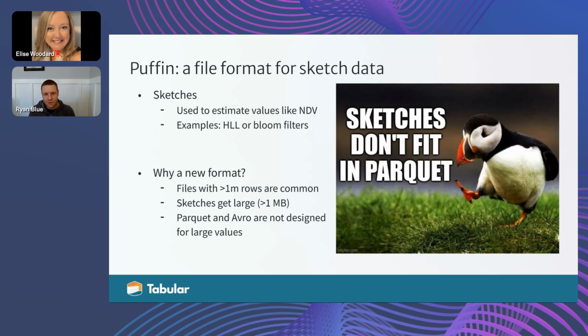So a sketch is something like an HLL buffer or a Bloom filter. And if you think of a Bloom filter, say you have a file with, say, a million distinct values or distinct IDs.